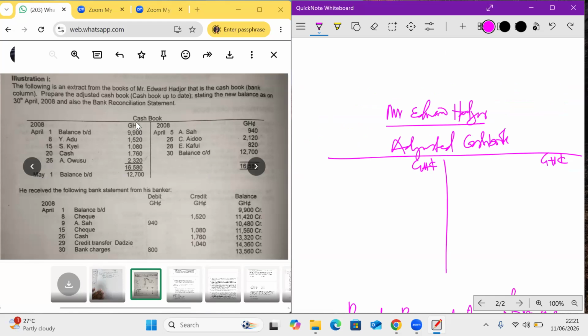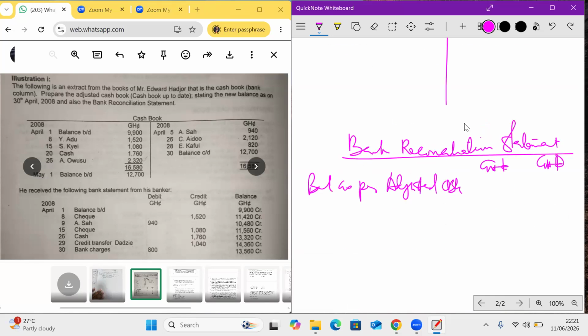Now, look at the original cash book in the question. I'm not going to write the dates. The dates are not actually very important or necessary. Where is the balance brought down in the original cash book? On the debit. So in the same way, you repeat it in the adjusted cash book. Balance, you say brought forward, 12,700.